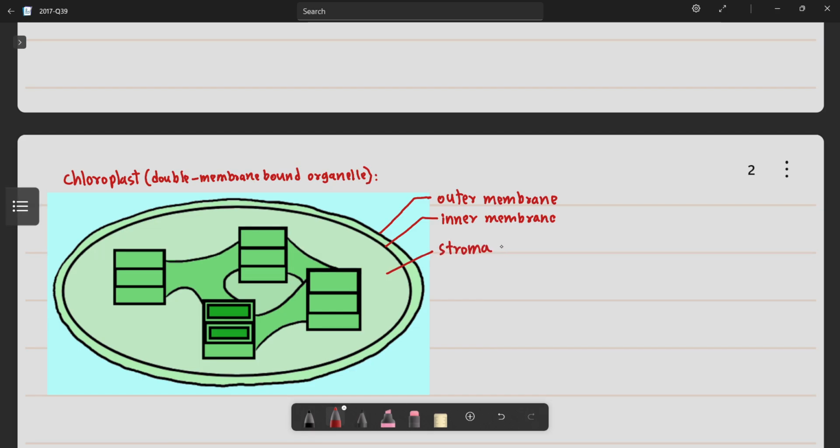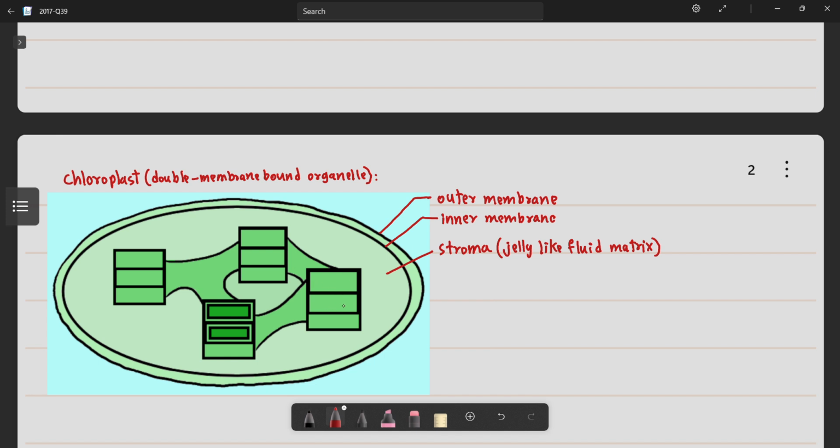So the stroma is basically a jelly-like fluid. It's also an aqueous fluid, a jelly-like fluid matrix. Similarly to how eukaryotic and prokaryotic cells have the jelly-like fluid which we call cytosol or cytoplasm, the chloroplast has its own jelly-like fluid, which is called stroma.